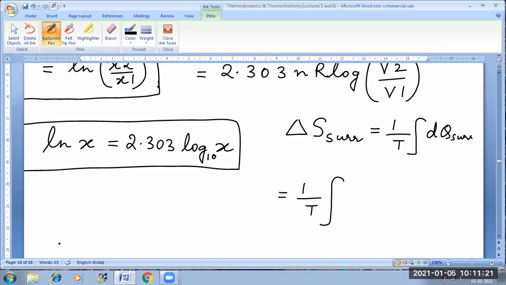If the system is absorbing heat from the surroundings, that means the surroundings have lost that heat to the system, right? So the magnitude is the same. Whatever heat has been lost by the surroundings is nothing but the heat gained by the system. Or whatever heat is gained by the surroundings is nothing but the heat lost by the system. So I can say that dq surroundings is equal to minus dq system.